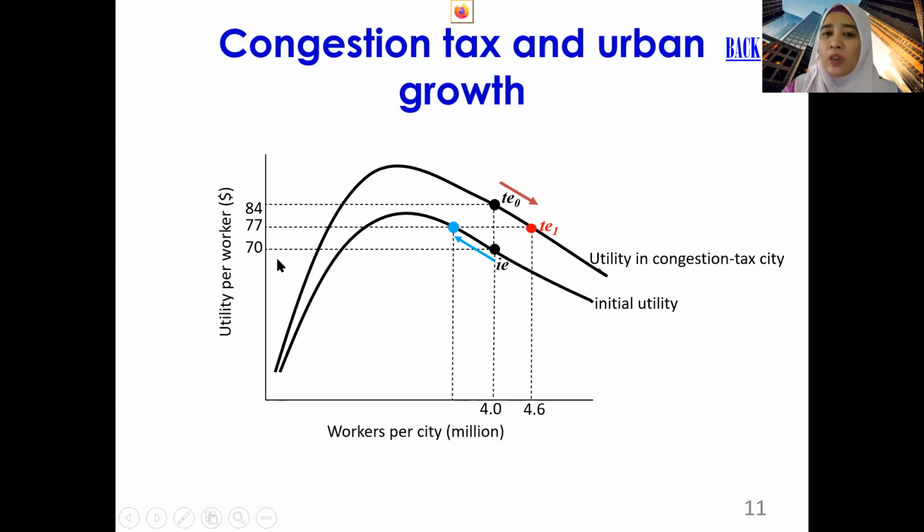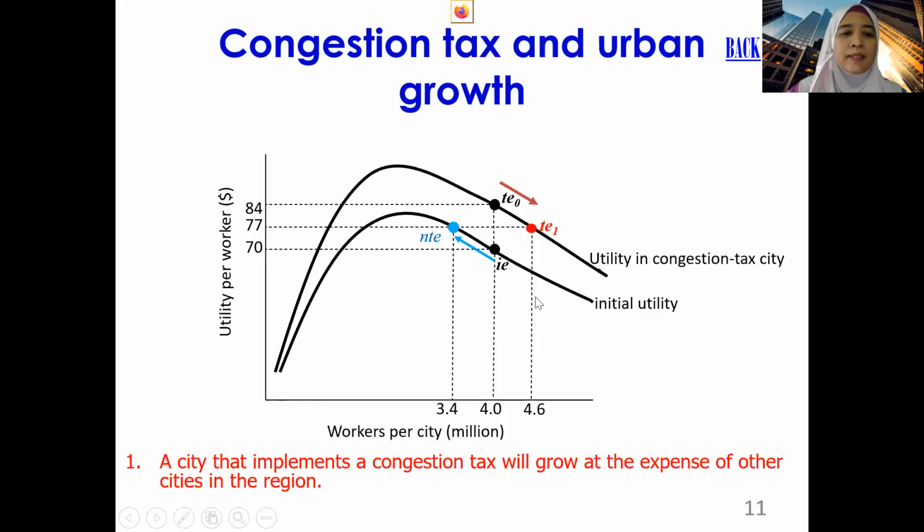Okay, if we compare again with the original utility, when there are fewer people in the original city, say we have lost 600,000 people, fewer people means less crowding and less congestion. Fewer people share the public goods, so there is a better quality of life in the original city. That means instead of enjoying $70 as their utility, the utility has increased to maybe $77. So a city that implements a congestion tax will grow, the second city will grow at the expense of other cities in the region.